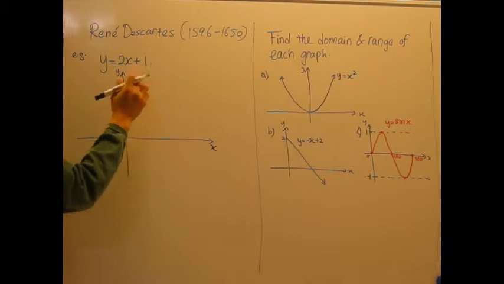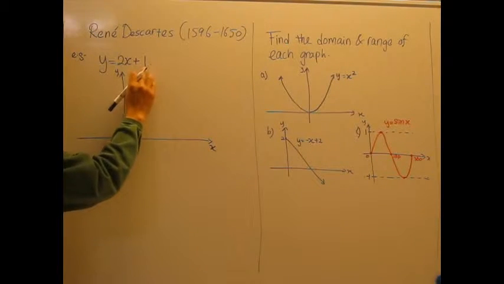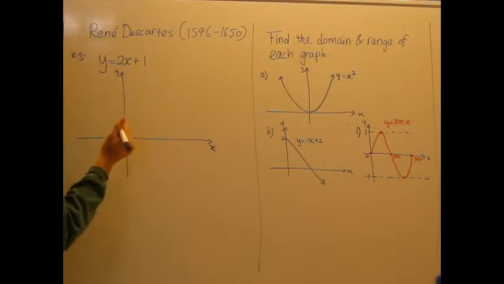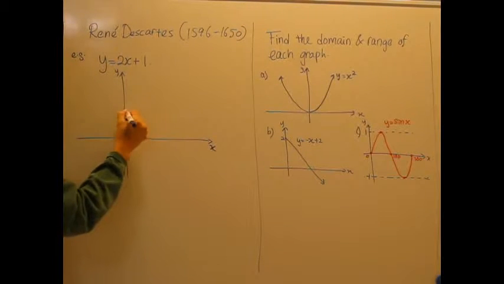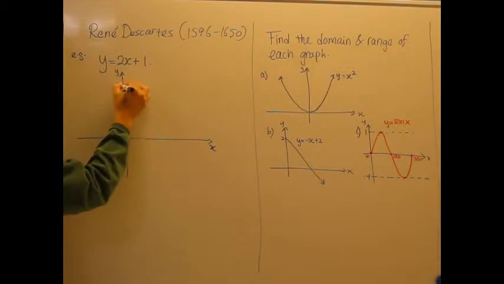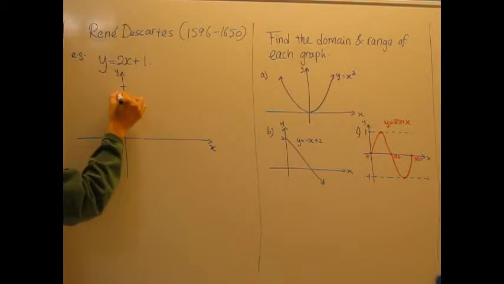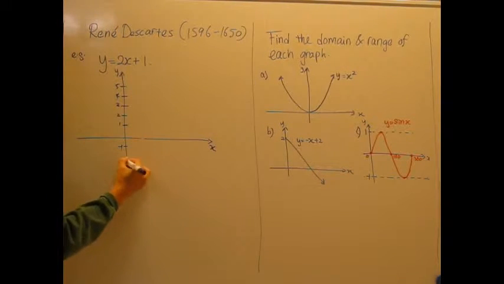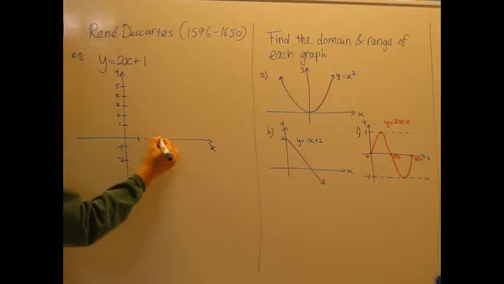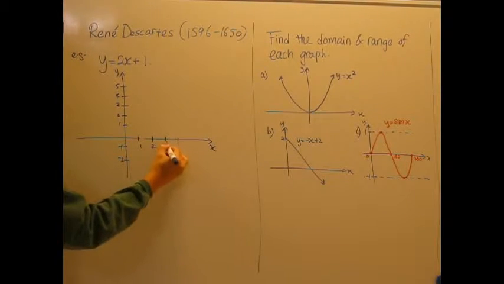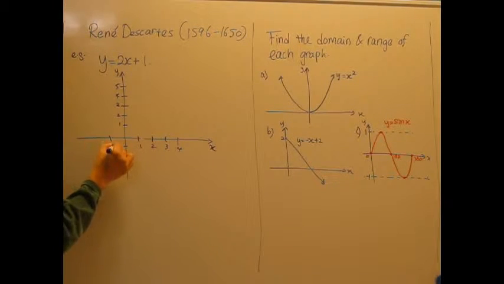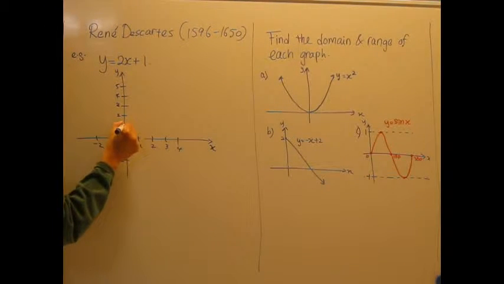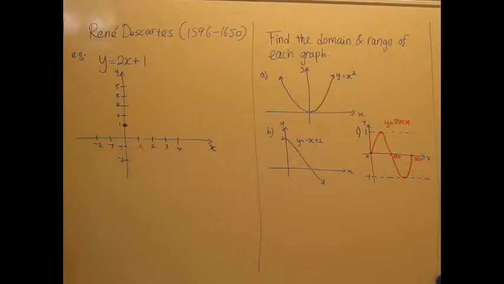And to plot y equals 2x plus 1, you look at the 1. This 1 here is the y-intercept. So let's say it's 1, 2, 3, 4, 5, and 1, 2, 3, 4, 5, negative 1, negative 2. I'm putting in some numbers here, these are the number marks. So plus 1 means starting from here, there's the y-intercept.